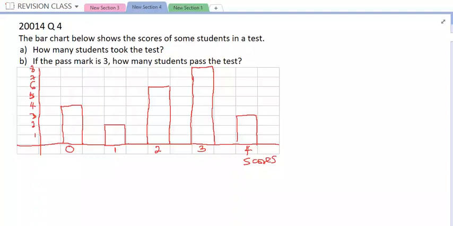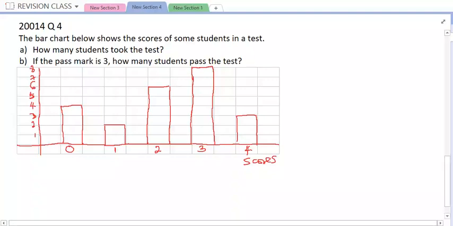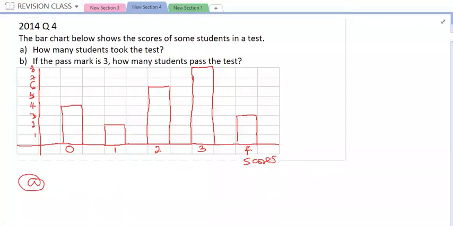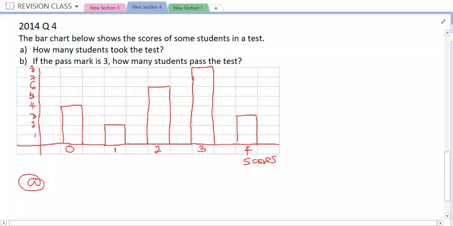So we want to solve it. Question A. Let's quickly correct this typo error. It is 2004. Okay, that is done. Question A, how many students took the test? So let's go. We have some students that scored 0, some scored 1, some scored 2, some scored 3, some scored 4. So let's find out how many students scored 0. 4.